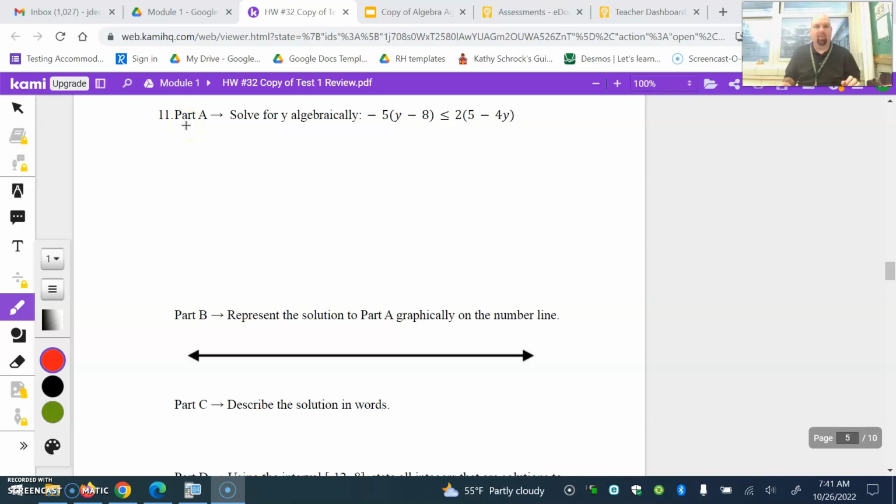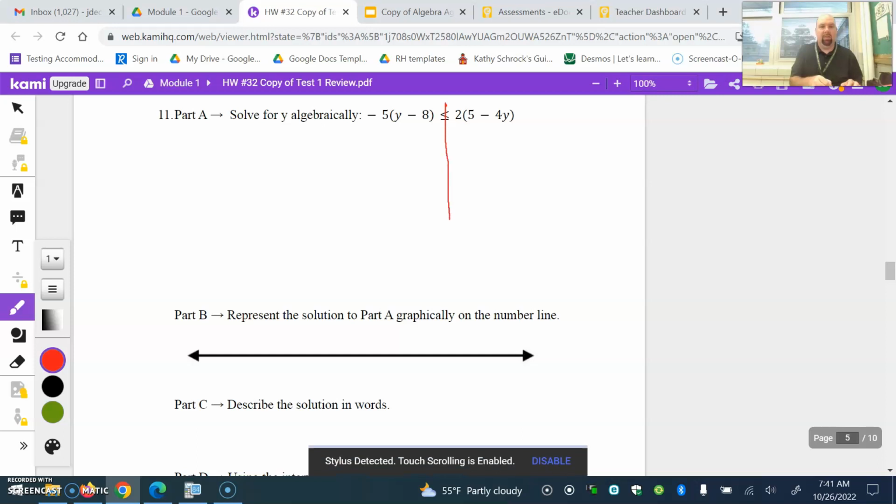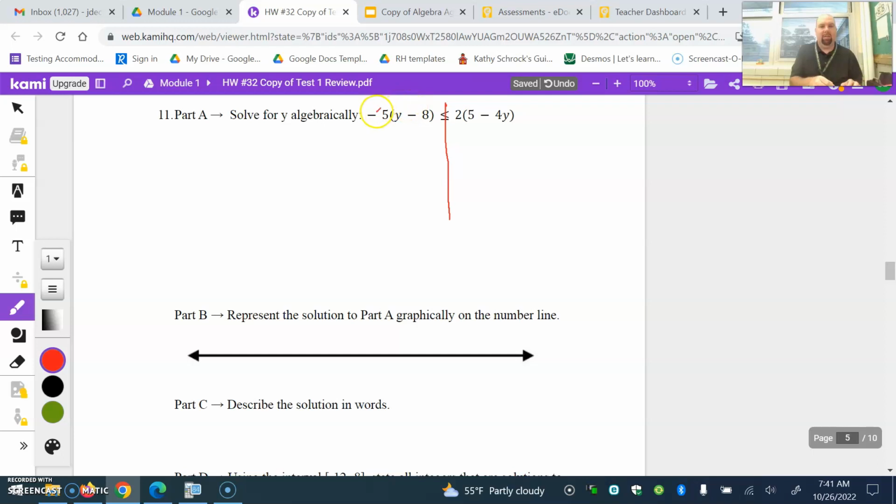Question 11 has 3 parts to it. First is solve for y algebraically, and we're solving an inequality, not an equation. So I'll set up my inequality to solve. We have -5 outside the parentheses, so I'm going to do the distributive property here. And I have 2 outside the parentheses, so I'm going to do the distributive property here. Yes, it is okay to do those 2 steps at the same time. Just make sure you're careful when you do it.